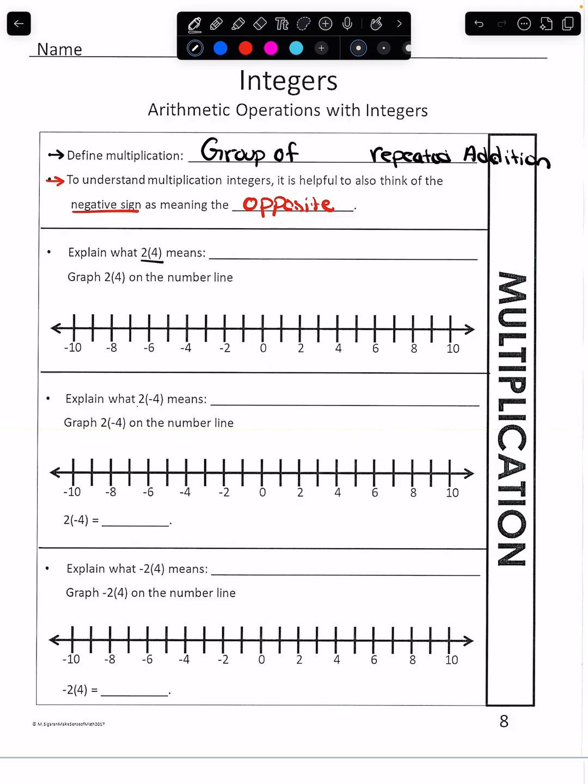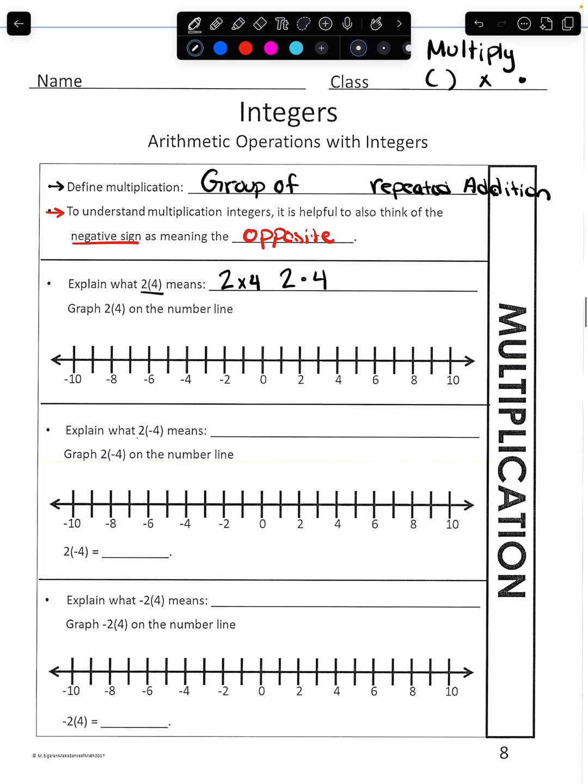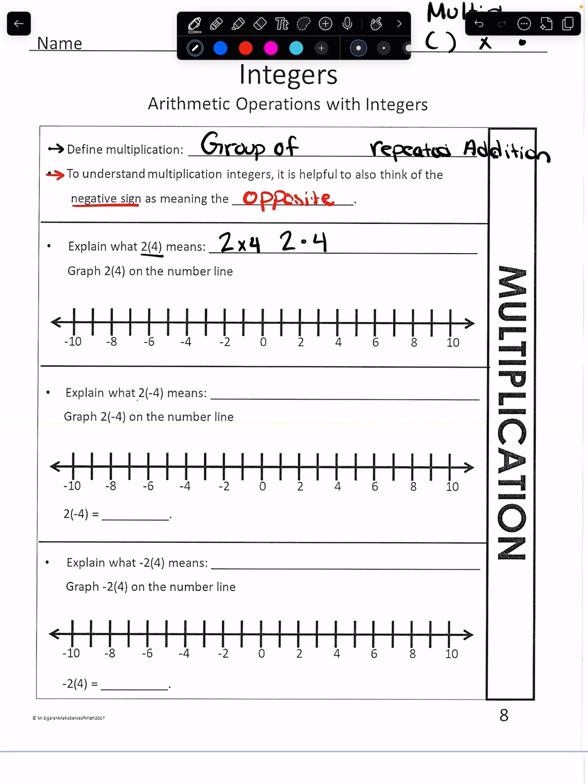2 times 4. So when you have parentheses, that means multiplication. You could also write it as 2 times 4 with an X or 2.4. Those are all types of ways for multiplication. If you want to put that at the top right here, you could say multiply. You have parentheses, you have a times, and then you have a dot. But those are just different ways to write it. If you already know that, that's awesome.